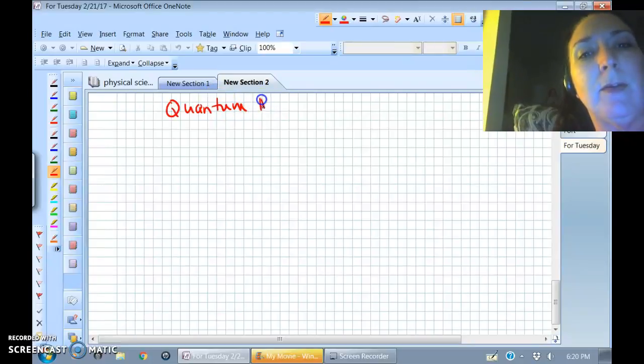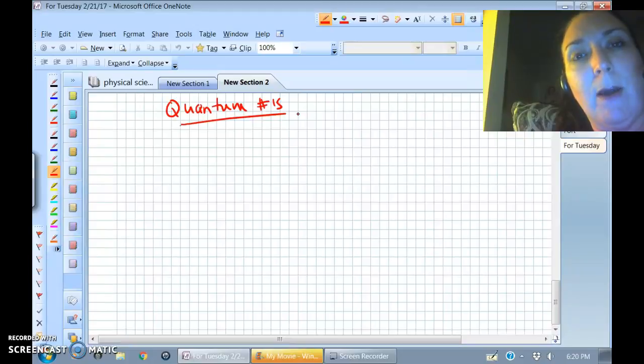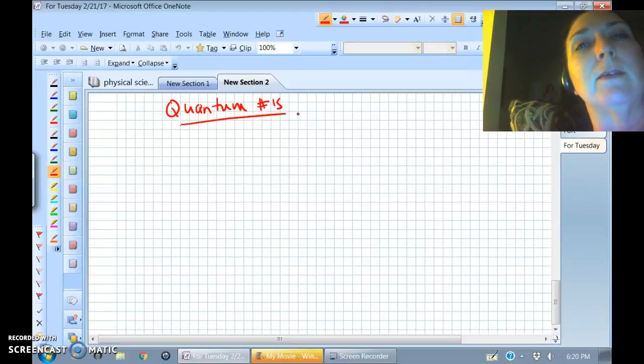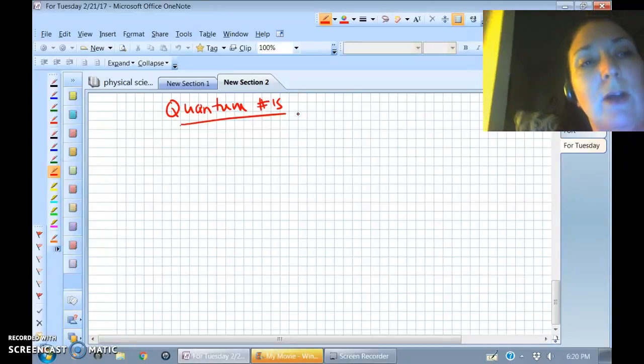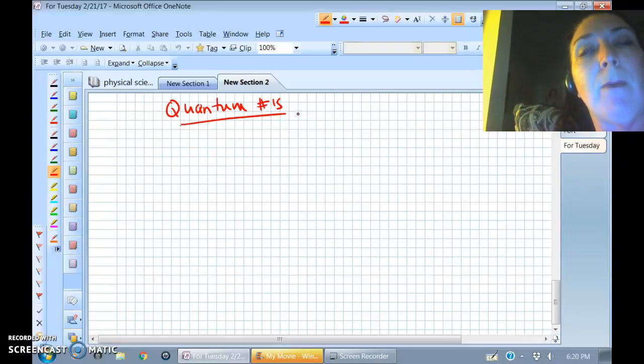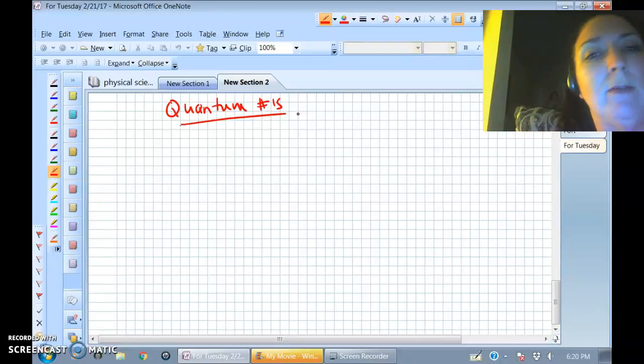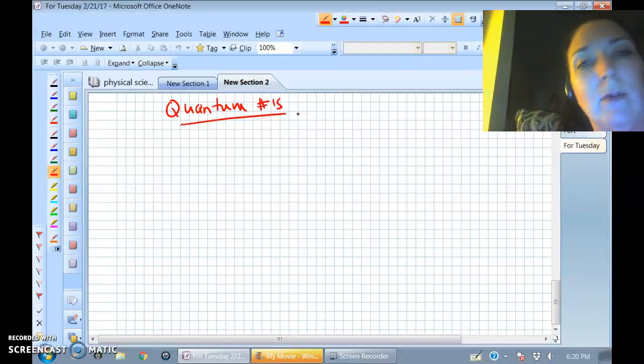Now this is not going to be a detailed explanation of what quantum numbers are and where they come from and all of that. This is just a very simplistic version of how to come up with the 4 quantum numbers for each electron in an atom or ion or whatever we're working on.